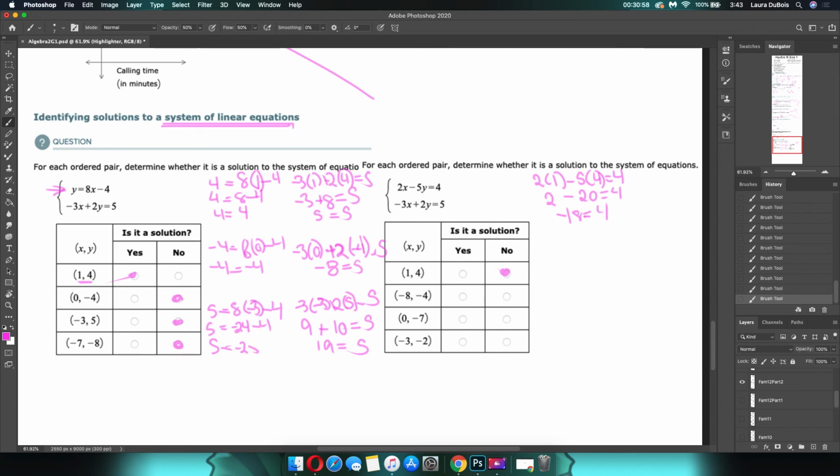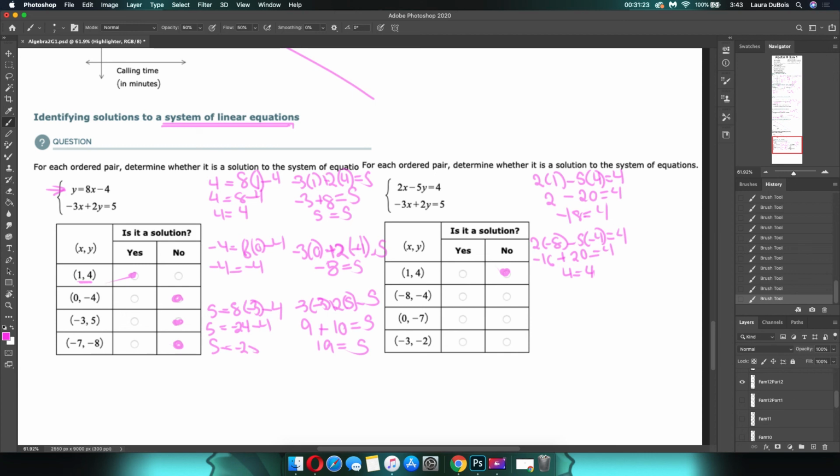Next one. Let's see here. 2 times negative 8 minus 5 times negative 4 equals 4. Let's see if that works. So that is going to be 2 times 8 is negative 16 plus 20 equals 4. 4 equals 4. So this looks like a yes so far. Okay, now let's plug it into the other one.